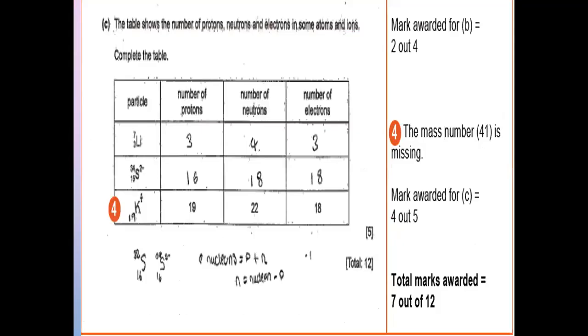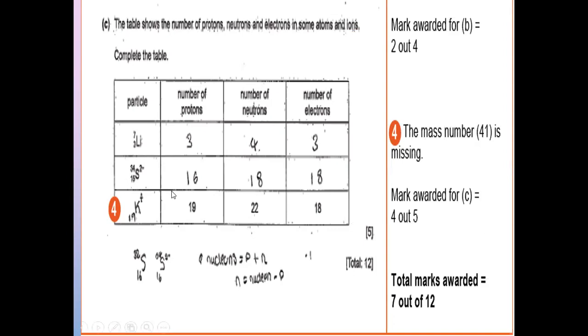Okay, the next one. The table shows the number of protons, neutrons, and electrons in some atoms and ions. Complete the table. So all answers are correct except for one. The student missed out the answer for mass number and so could not get full marks.